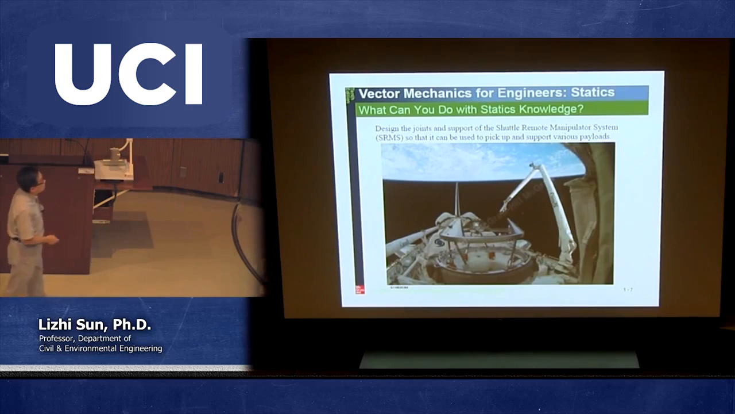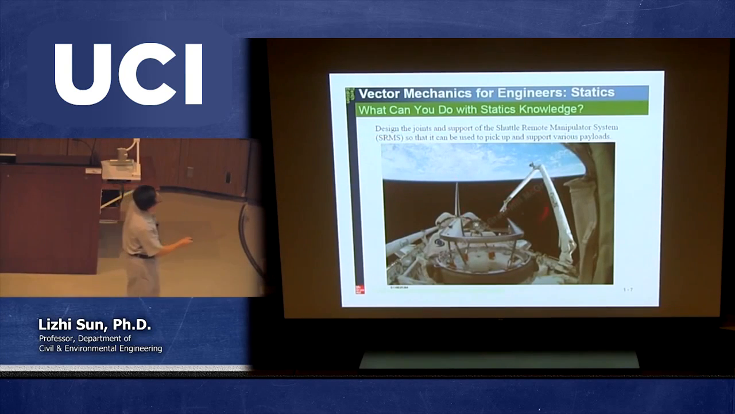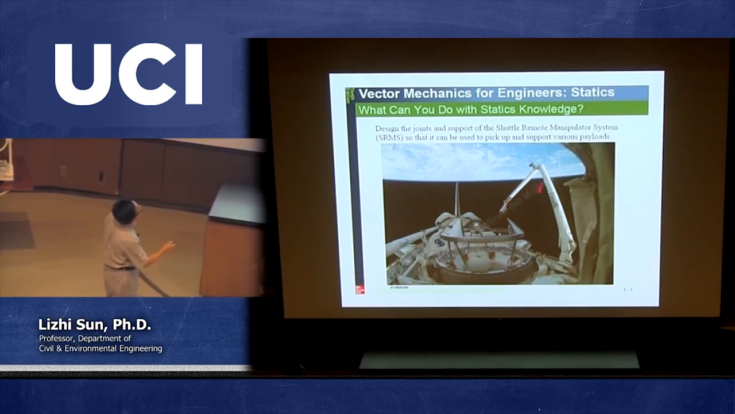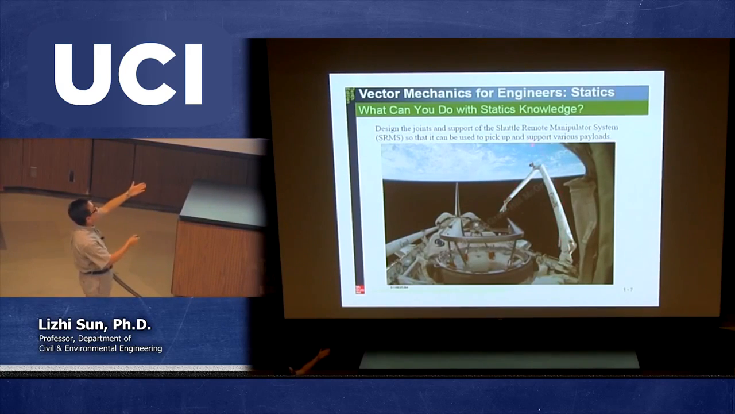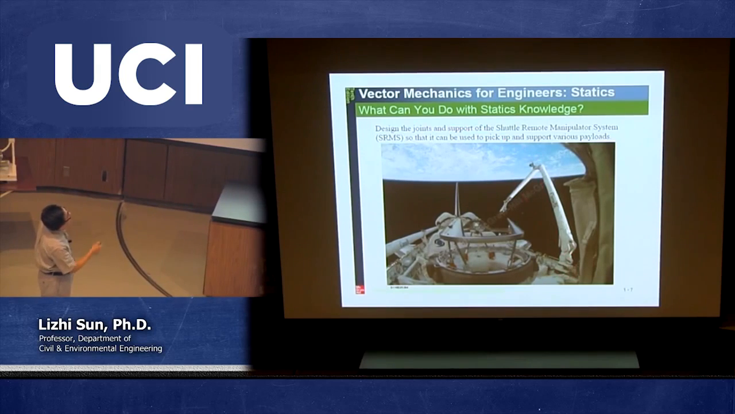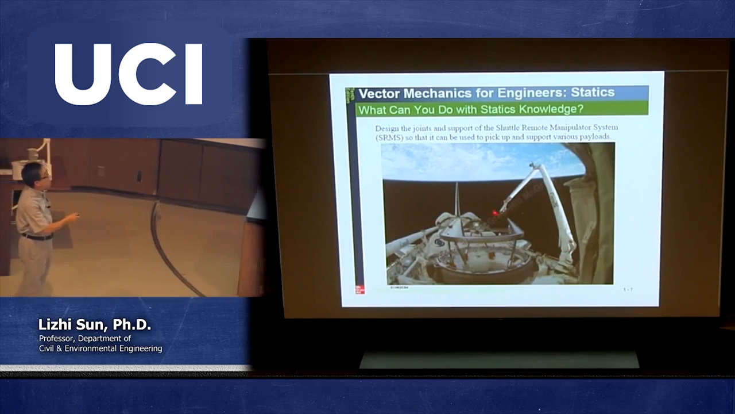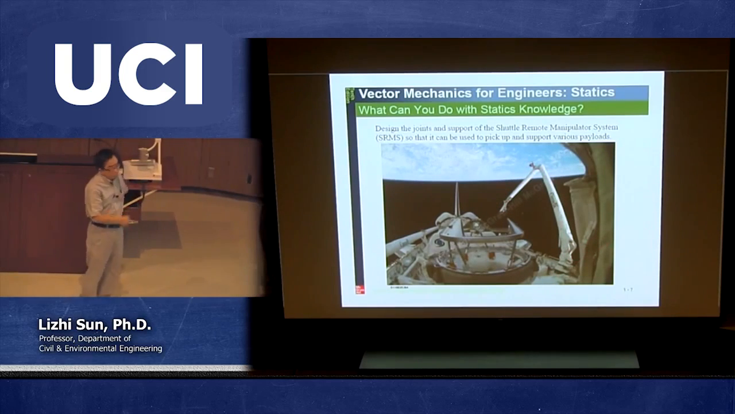Okay, there's another one related with aerospace. This is aerospace, somewhere outside the Earth. You see, this is also kind of a truss, or you can call it a beam. Anyway, design the joint, this is the joint, and support here of the shuttle remote manipulator system, which is called the SRMS. I hope some aerospace engineering students know this kind of abbreviation. It can be used to pick up something from here, and then support various payloads. These look quite complex, but in fact, if you simplify using some static concepts, you can calculate the force as well.